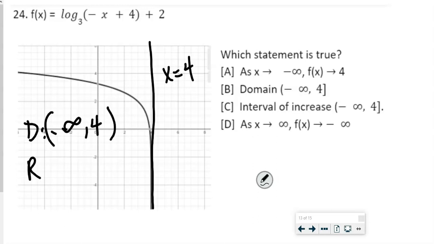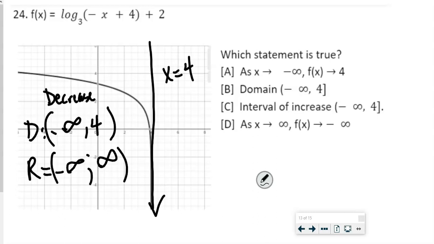And my range is going to be all real numbers because there's no limits to what happens with my y values, right? And then remember, this would be an interval of decrease because this graph is going down. So we're going to write decrease here. And then as I head towards the 4, we're going to negative infinity. And as I head to negative infinity, we're headed to infinity here. So as x heads to the left, that's definitely not true because this is headed towards infinity. We just talked about that, right? The infinity's up here. So that's not true.